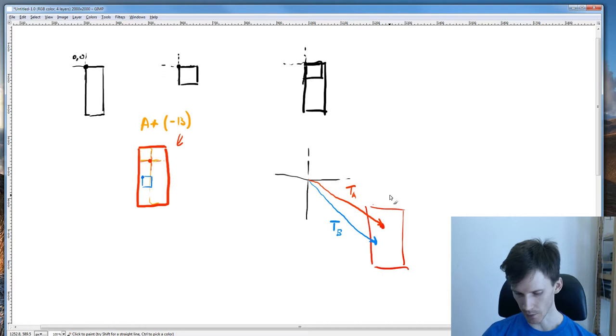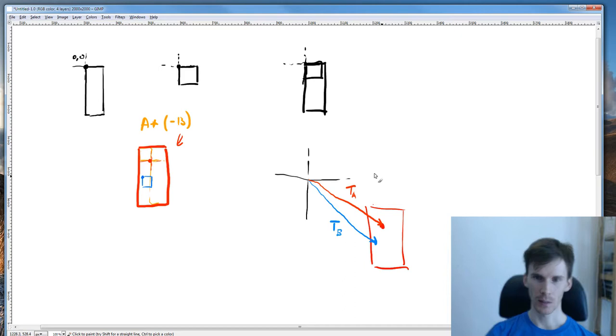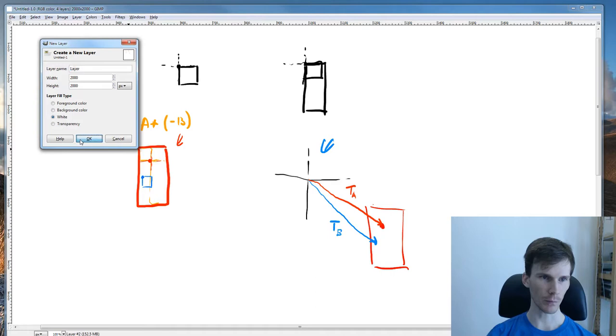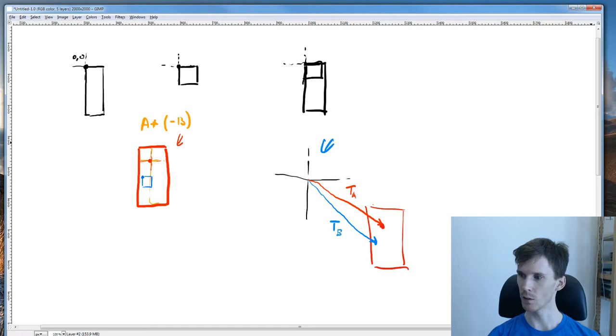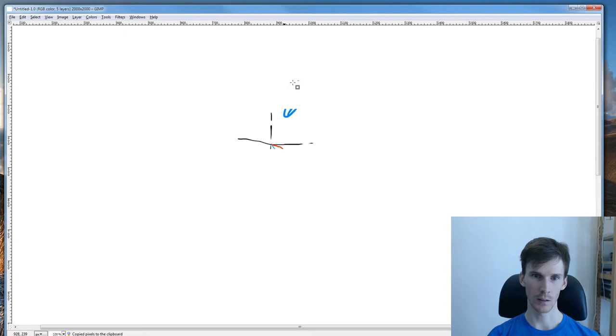there's another way of doing this, and that is to say, let's just always operate in this world space. So what does that look like? Let's make our lives easier. Let's copy this diagram. Okay, let's grab this one and pop it onto this new layer.